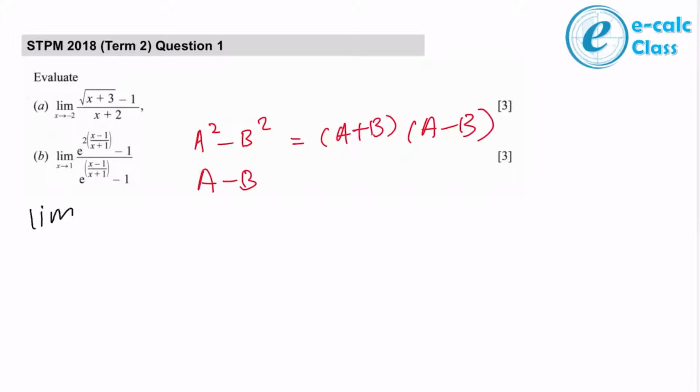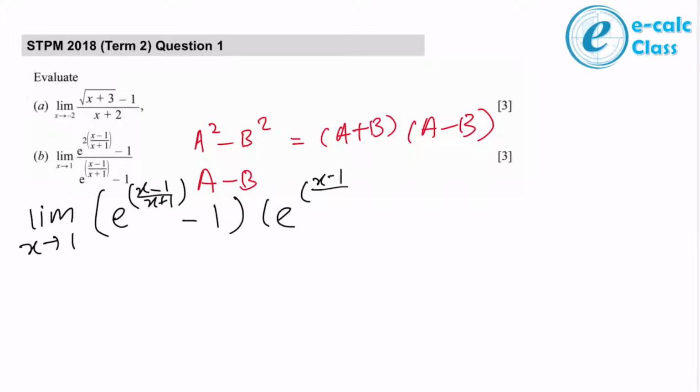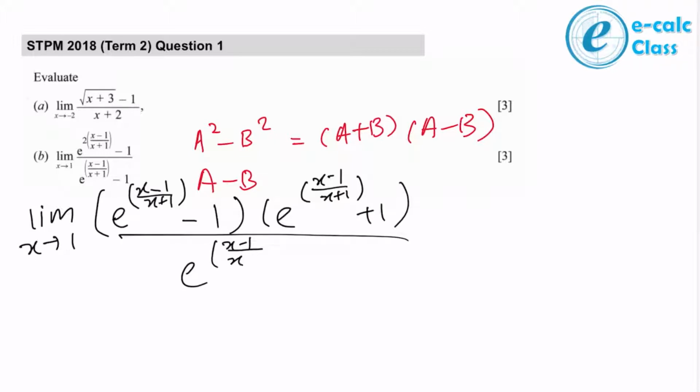Okay, so just write down all the steps. You have to do the work. So e to the (x minus 1) squared... (x plus 1) minus 1, e to the (x minus 1)... (x plus 1) plus 1, over e to the (x minus 1)... (x plus 1) minus 1. So this and that can cancel. Can you sub in the 1 now? Yes, you can. You will not get anything crazy, alright? So now it will just be e to the 0 plus 1, which is 1 plus 1, which equals 2. Finish. Okay, so that's all for the STPM past year question.